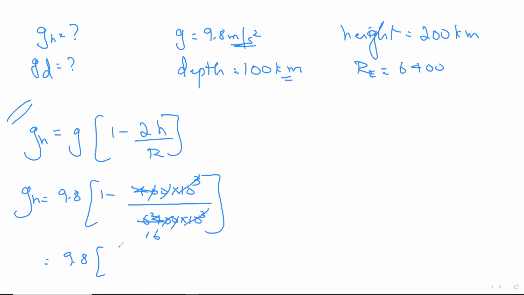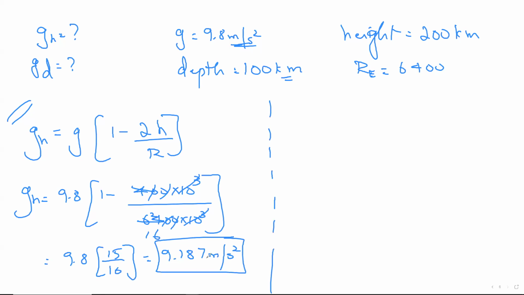Please use your calculator. Okay, 15 by 16. This answer will be 9.187 meter per second square. If you do not show the conversion here, you won't be able to get the answer in terms of meters. That's the answer.